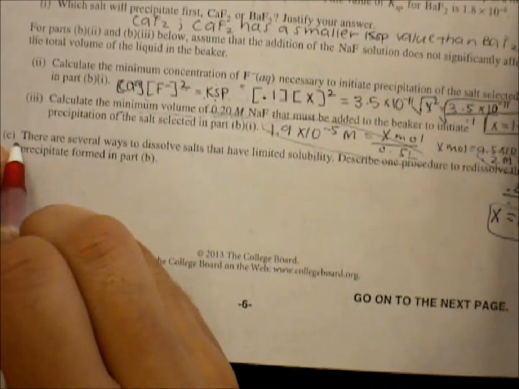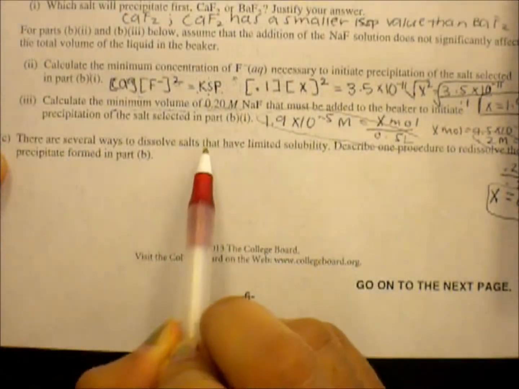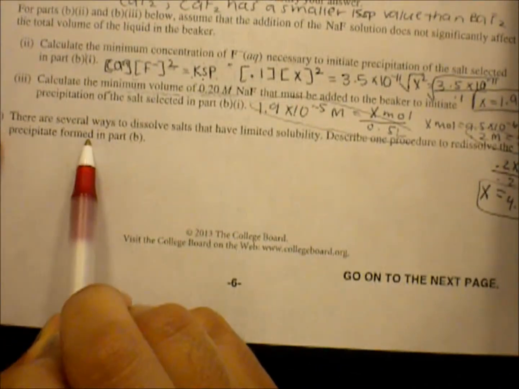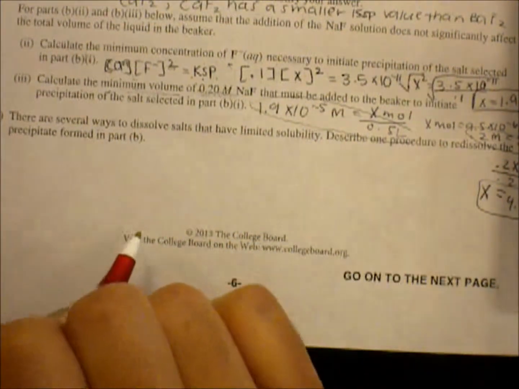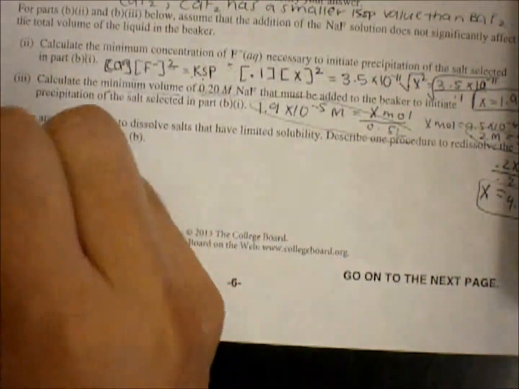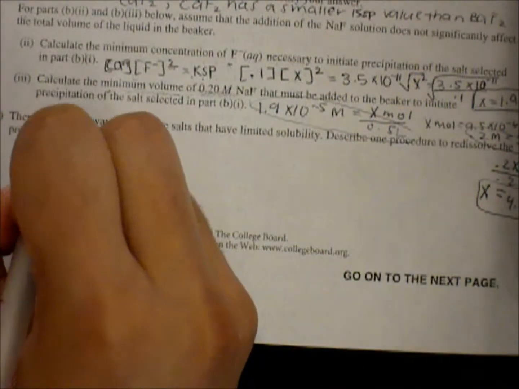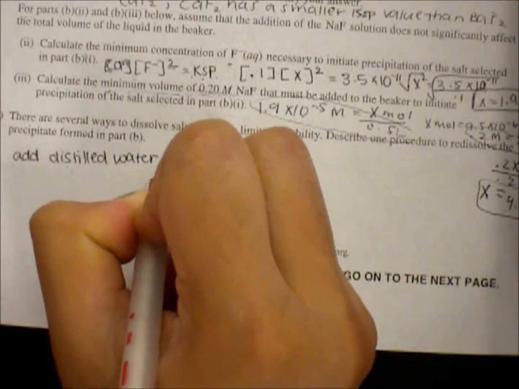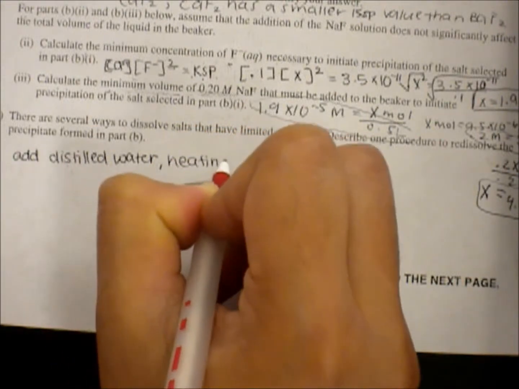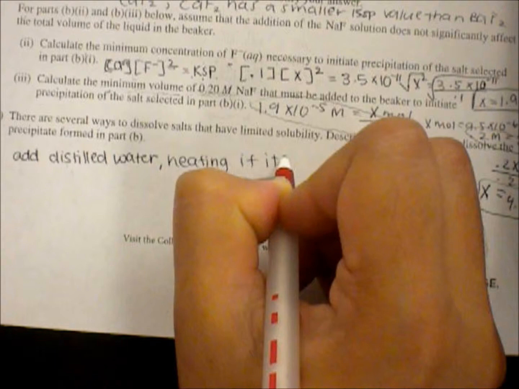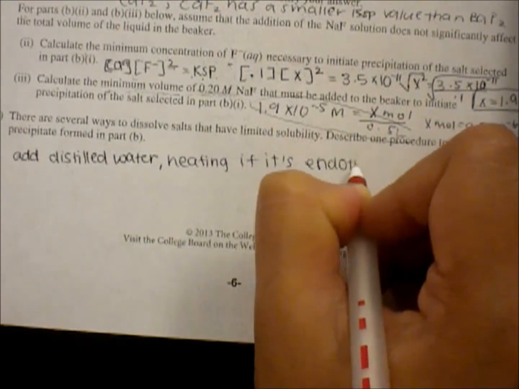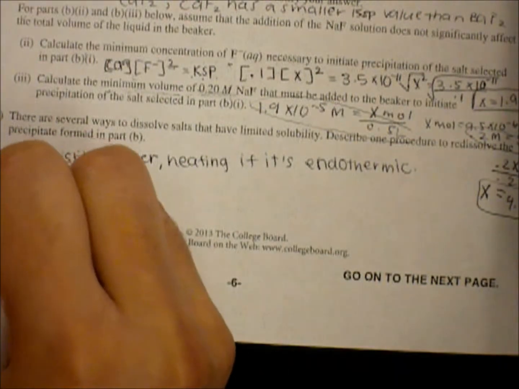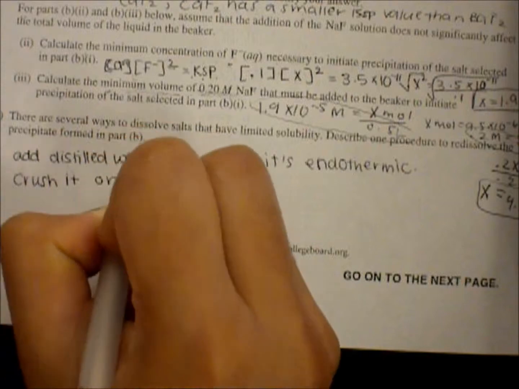Letter C. There are several ways to dissolve salts that have limited solubility. Describe one procedure to redissolve the precipitate formed in part B. There are many ways to do this, but some of the ways you can do this is by adding distilled water, or heating it if it's endothermic. You can also crush it or stir it.